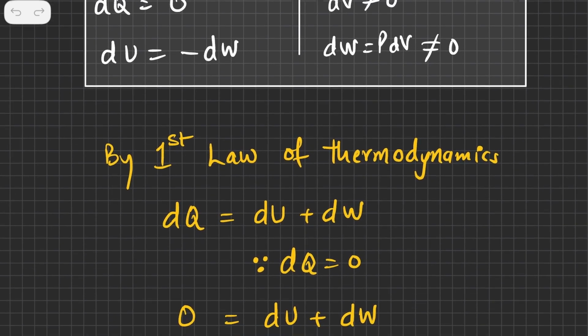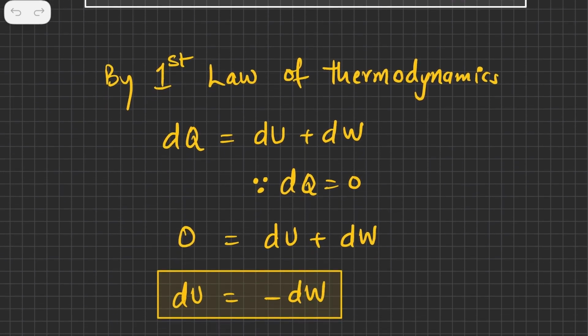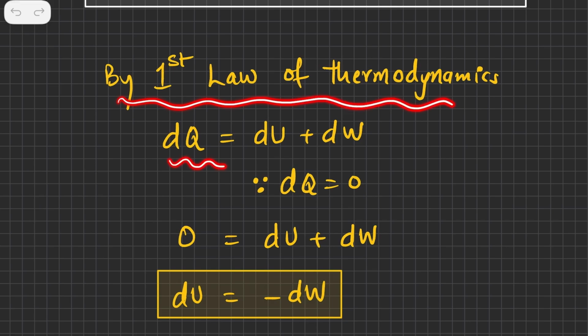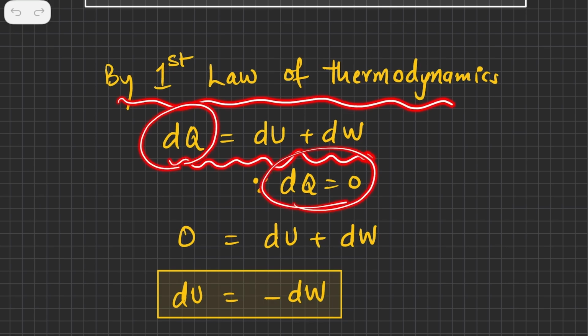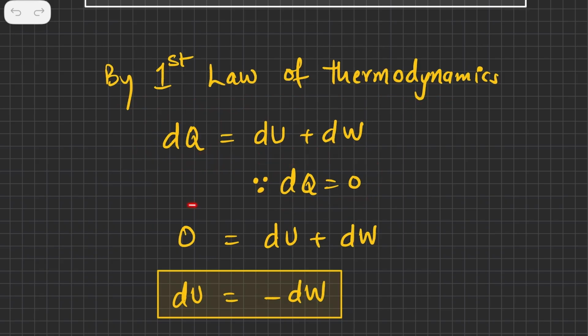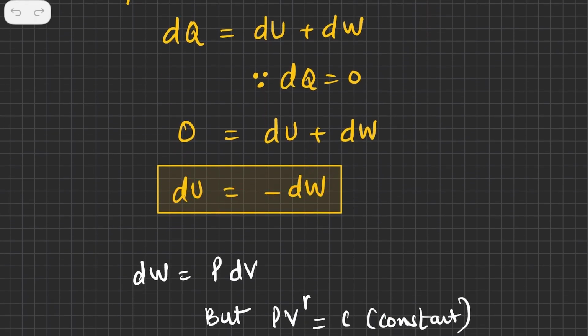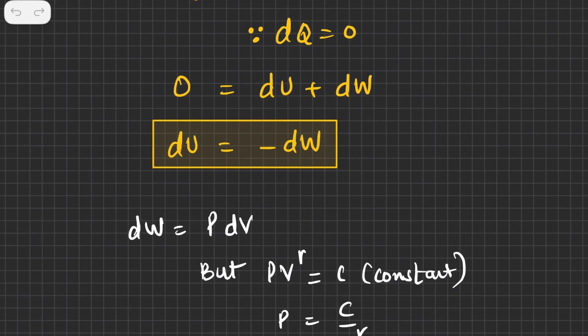Now let's get quickly into what first law of thermodynamics has to say. So by first law of thermodynamics, we know that dq is equal to du plus dw. So dq is 0, and if I just bring this dw on the other side, this plus will change to minus. So I'll get du is equal to minus dw. So this is one of the relations we get in adiabatic process.